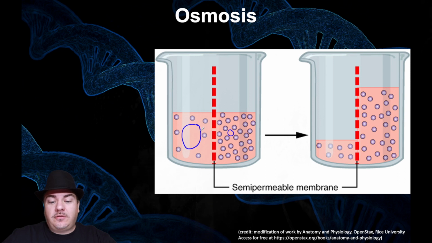So what does the water do? It diffuses from an area of high concentration to low concentration. And it continues to do that until the water concentration is equal on both sides of this membrane. Okay, and that's what you have over here. Okay, so that's osmosis. Osmosis is diffusion of water. Water goes from an area of high water concentration to an area of low water concentration until the water concentration is equal on both sides. That's what osmosis is.